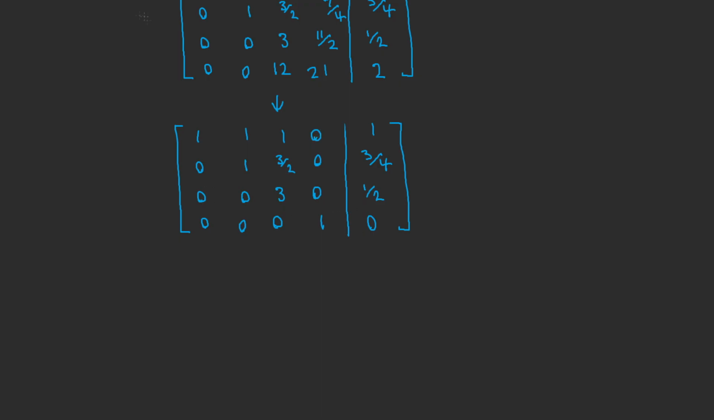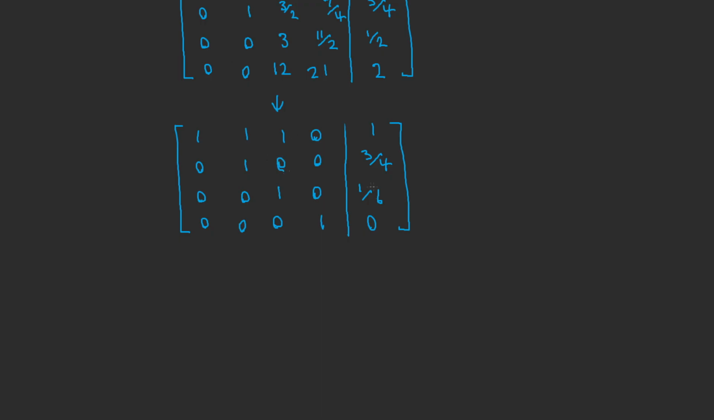And now in the second row, I just divide it by 3, and I get a 1 and a 1/6. And now I want to subtract 3/2 copies of row 3 from row 1. And so this is going to go away.